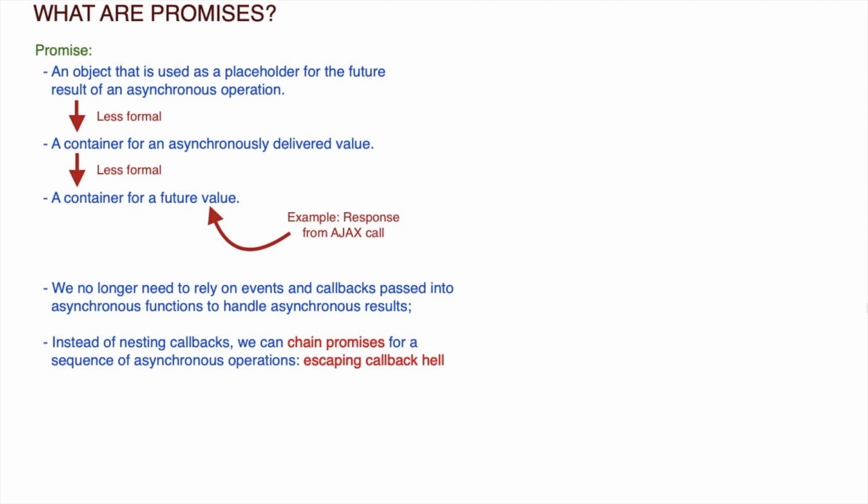And by the way, promises are an ES6 feature, so they became available in JavaScript in 2015, and by now they are widely used by everyone. Now, since promises work with asynchronous operations, they are time sensitive, so they change over time, and so promises can be in different states, and this is what they call the lifecycle of a promise.